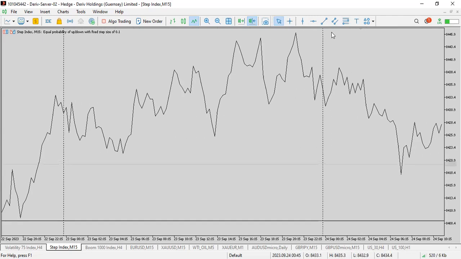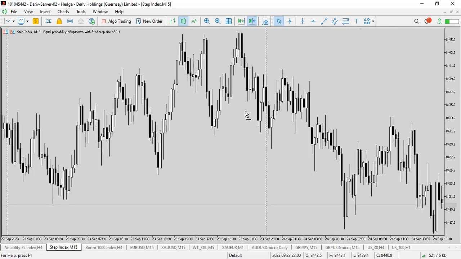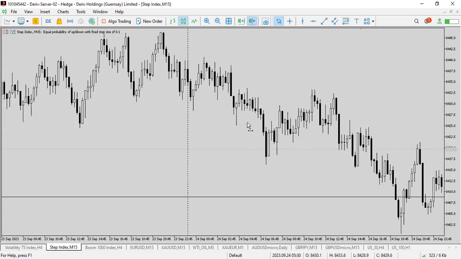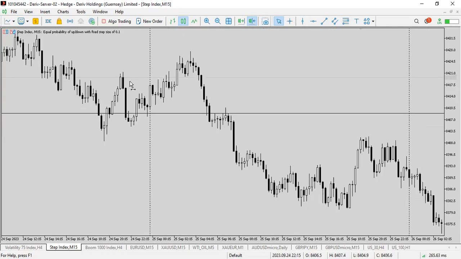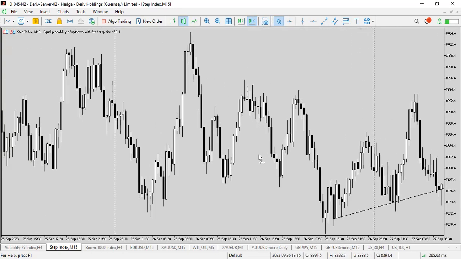We got another breakout here for buy. No, this one does not. They go for buy. Therefore, sell. Do we have a breakout for sell? A breakout, a breakout, a breakout.